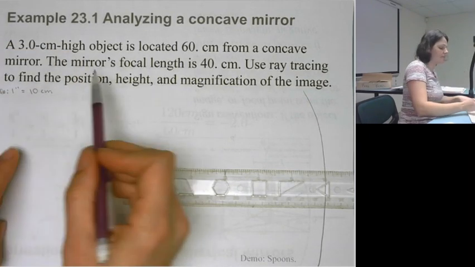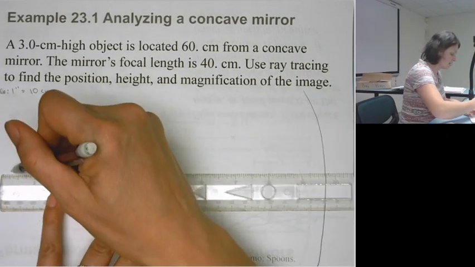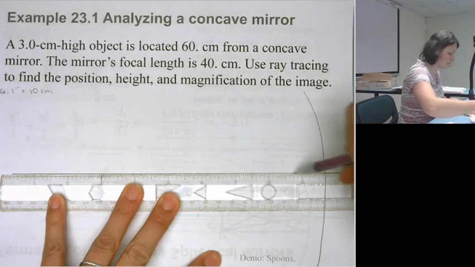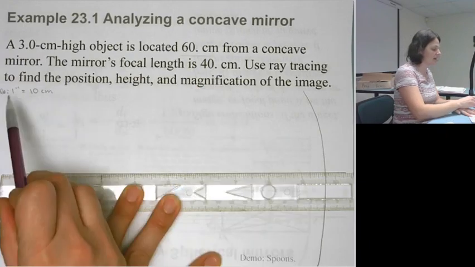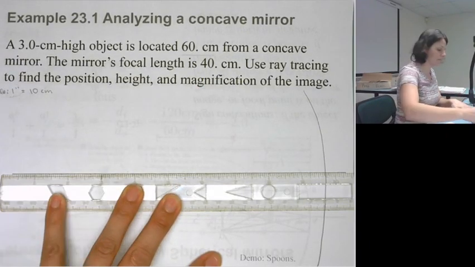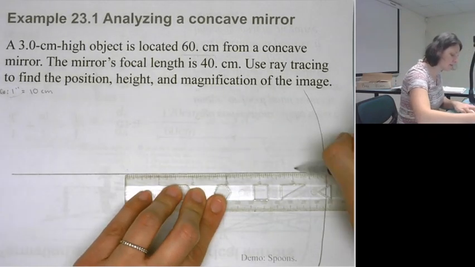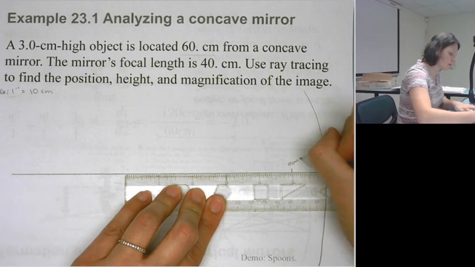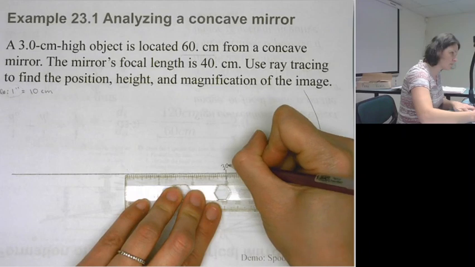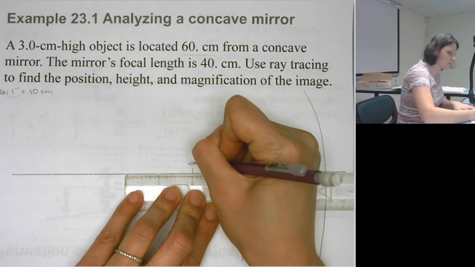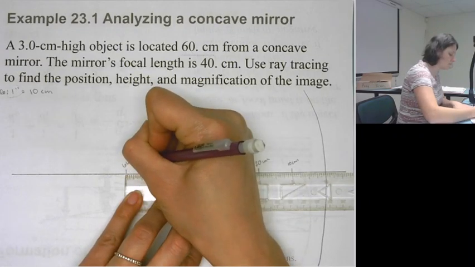Okay, so the object is 60 centimeters away, and before I even start drawing this, let's just draw this line through the axis of the mirror. Okay, and now the object is 60 centimeters away, which means that I want to draw it as being 6 inches away. So there's 10 centimeters. There's 20 centimeters. There we go.